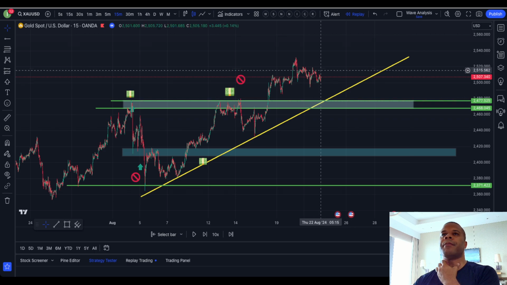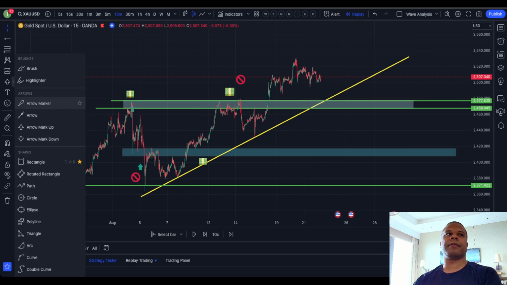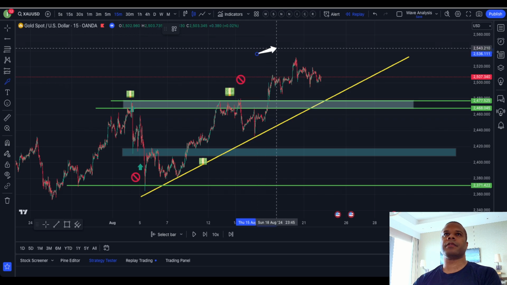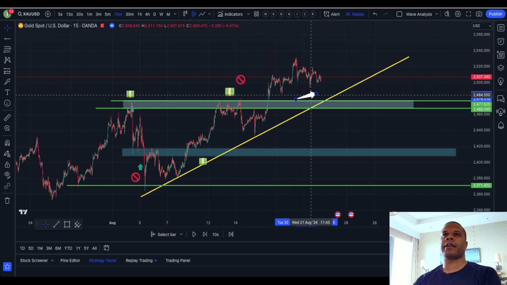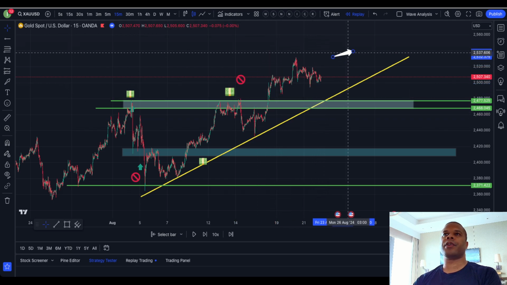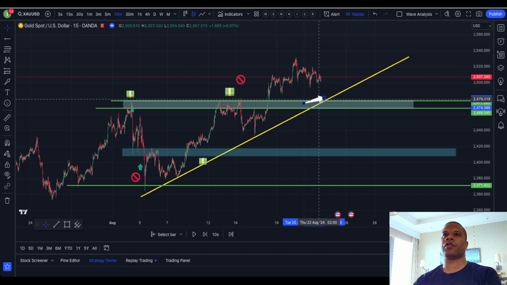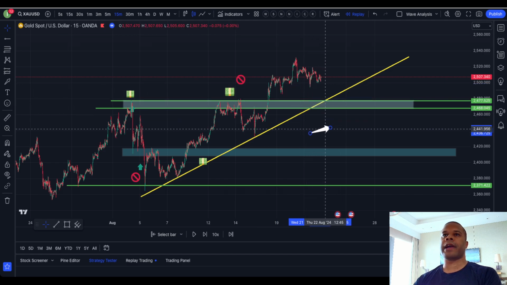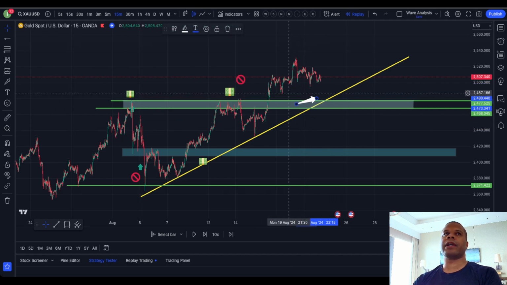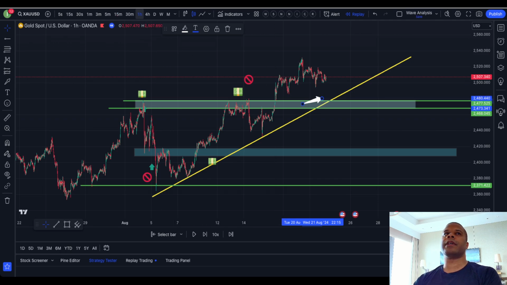Or is it possible that the market, so let's do this. Hold on. Is it possible that the market could come hit this trend line and then push up? Or is it possible the market can hit this trend line and the support and break, right? And how do we get an idea to see that? Well, one way is to scale out.